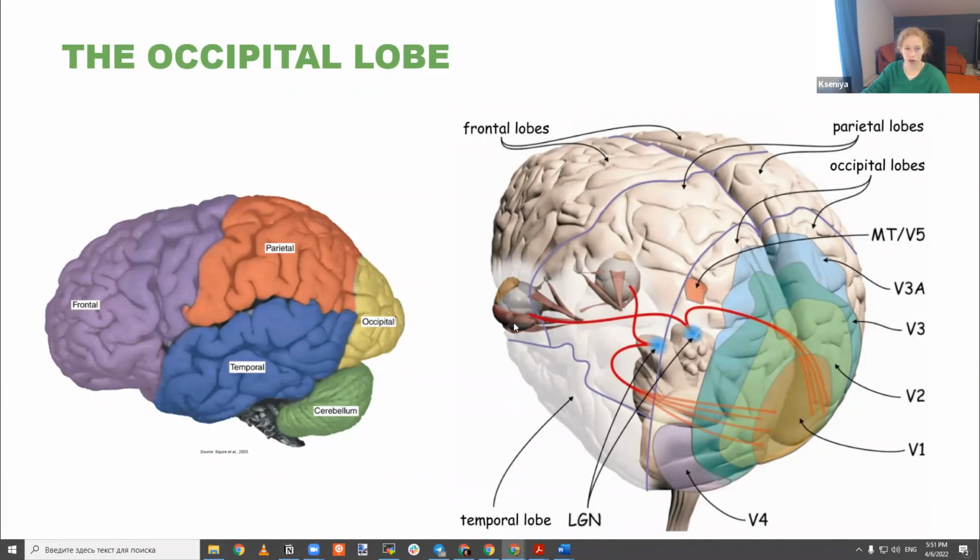So on the right picture, you can see the path of the visual sensory information. From the eye, it goes to LGN, or lateral geniculate nucleus of thalamus, and then it goes to V1. It's a field in the occipital lobe, and then it's processed in V2, V3, and also in V4. There are, in fact, two streams of processing the visual information, but we'll go through it later.